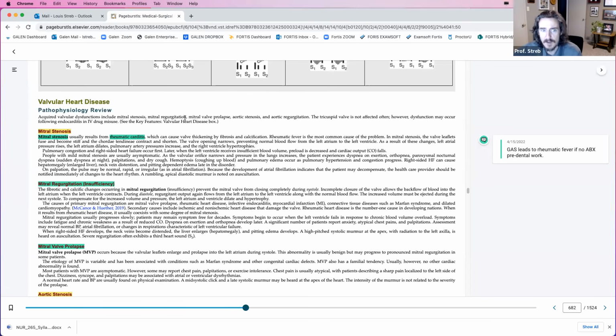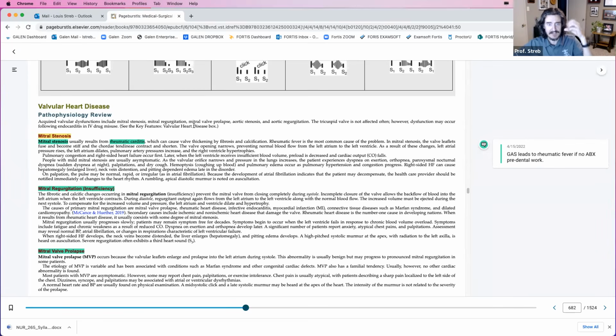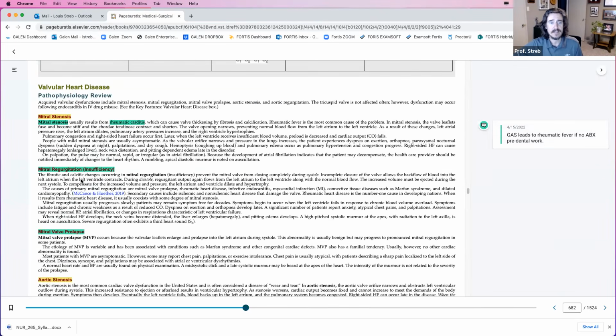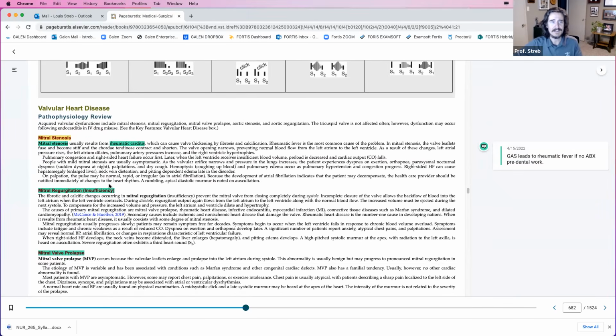So why is that problematic? Because if I don't have good preload and afterload, I don't have good stroke volume. Cardiac output equals heart rate times stroke volume. If my stroke volume is down, I am in heart failure. That's it. So mitral stenosis, mitral regurgitation, mitral valve prolapse, aortic stenosis, they all lead to the same thing. All roads lead to Eden, right? They all lead to heart failure when you talk about the heart.